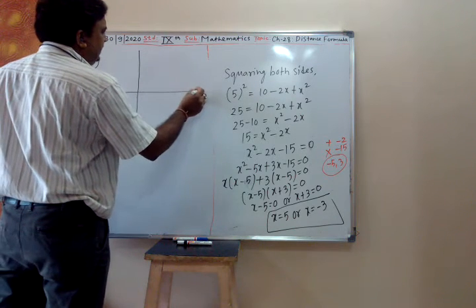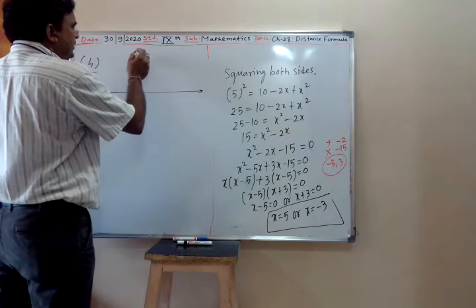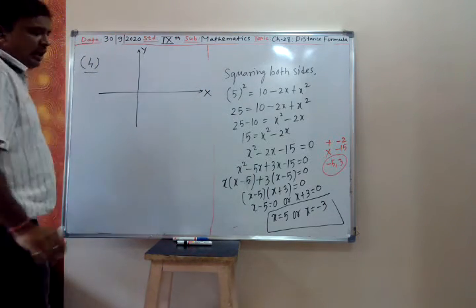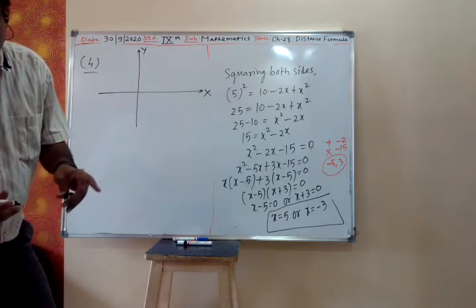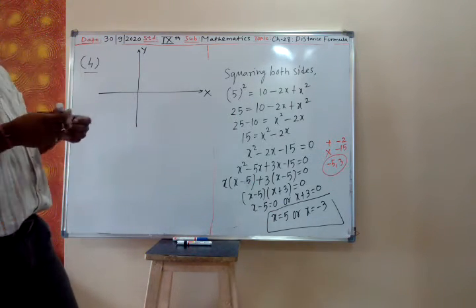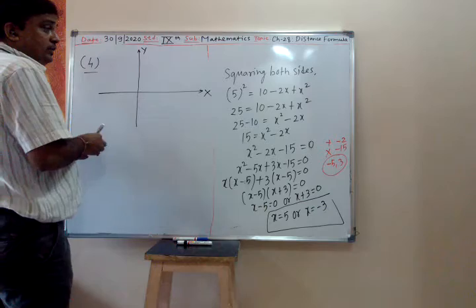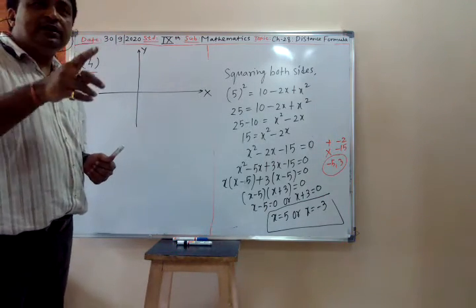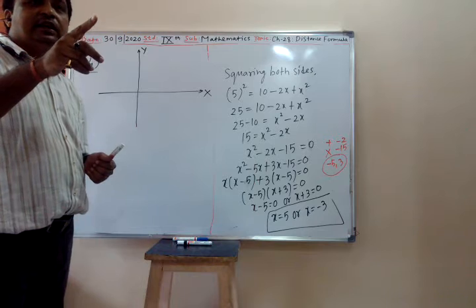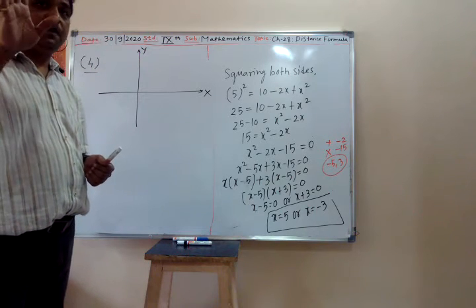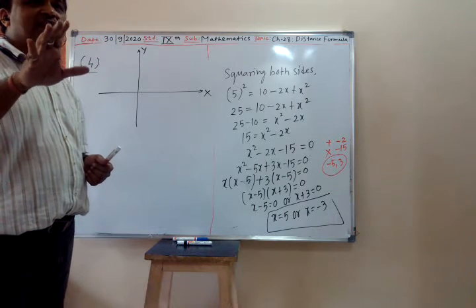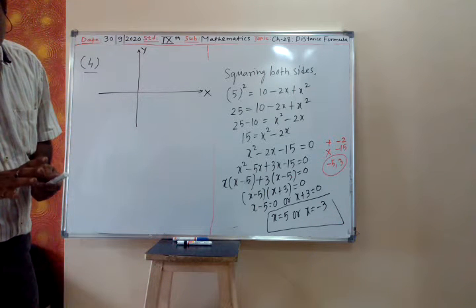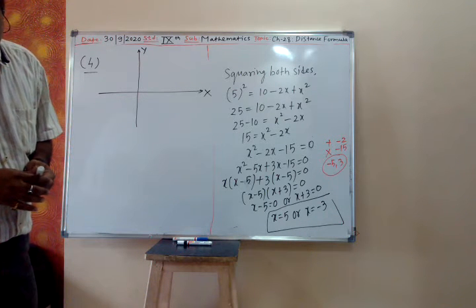Now see, this is my coordinate, no? This is my coordinate x-axis and y-axis. Now, find the coordinates of the point on the x-axis. Yesterday I had given you the basic concept: if the point lies on the x-axis, its y-coordinate must be 0. Yes or no? Yes.